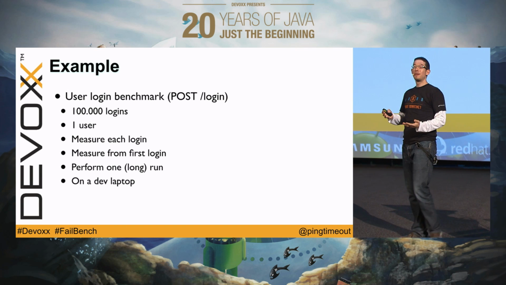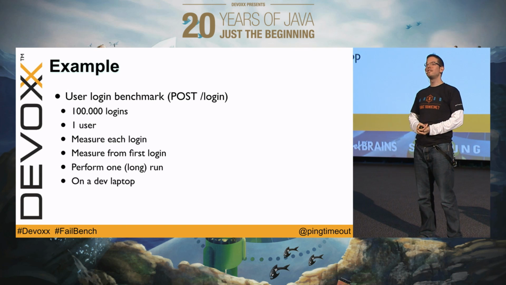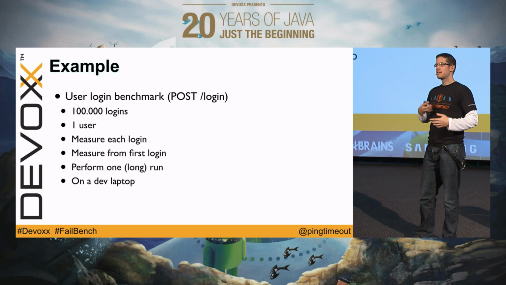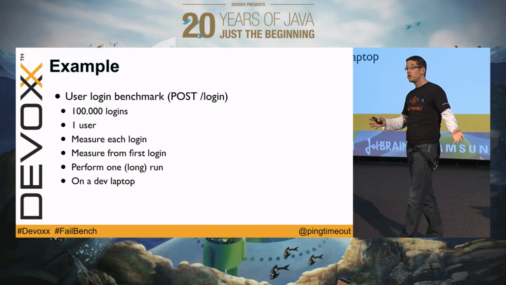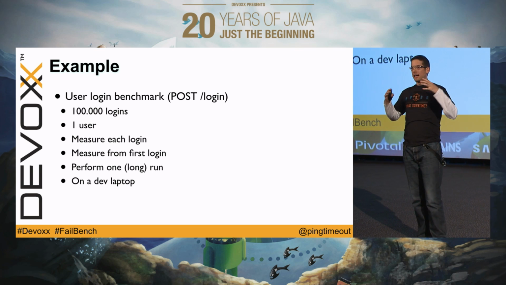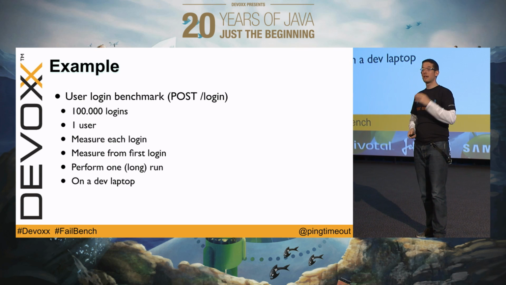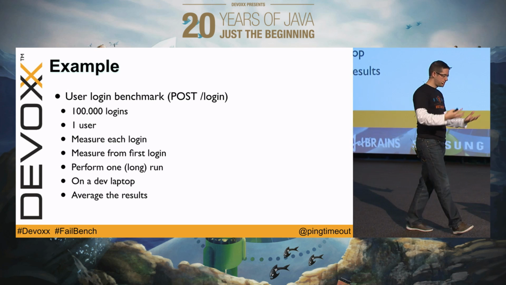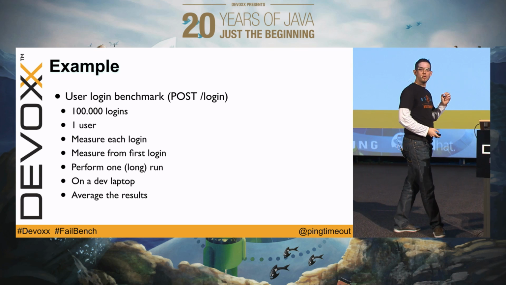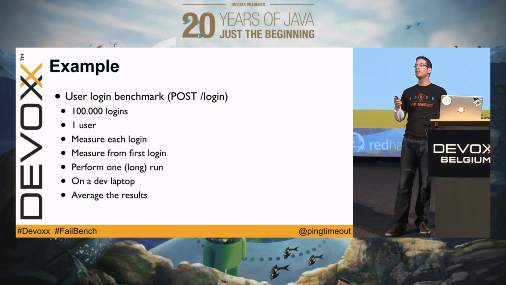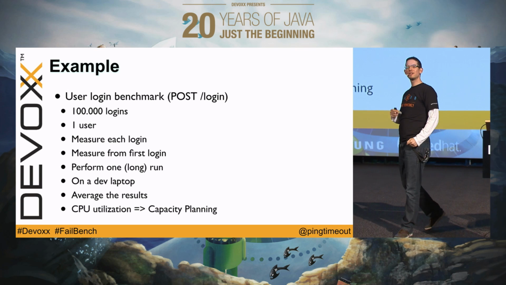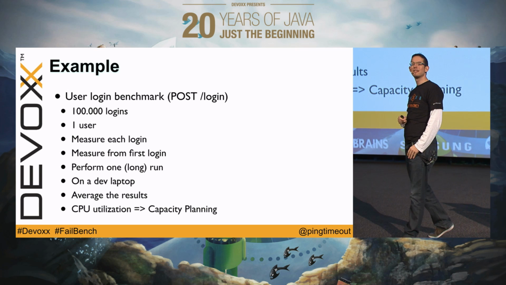Now, my project manager, he's not really into statistics or performance. He's into Excel spreadsheets and Gantt diagrams. So he asked me for really simple data, right? So what I'm going to do is average all my latencies and give him the result. And as a bonus, I'm going to look at my CPU utilization and do some capacity planning on top of that.